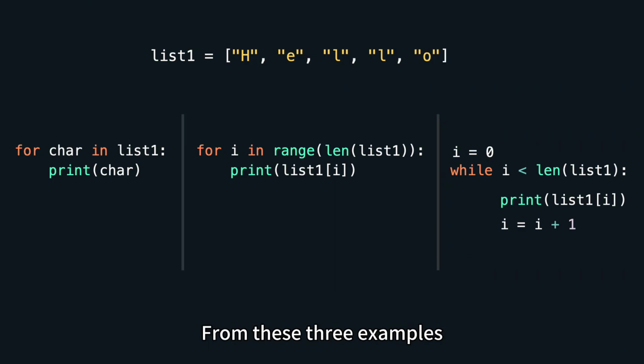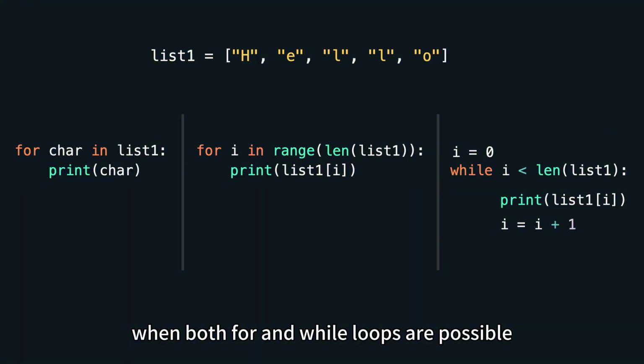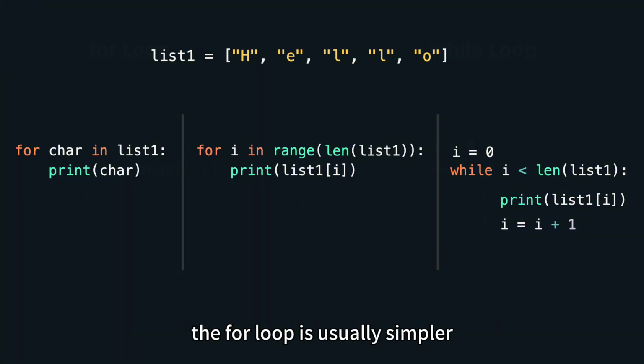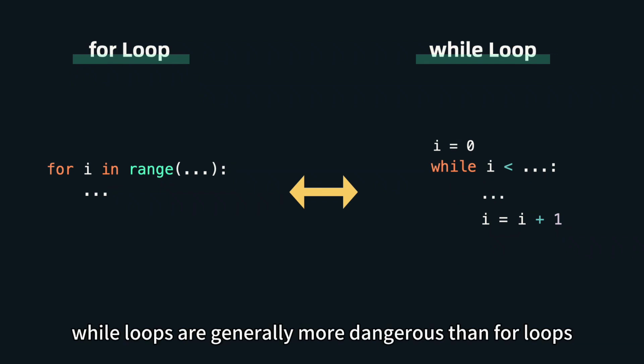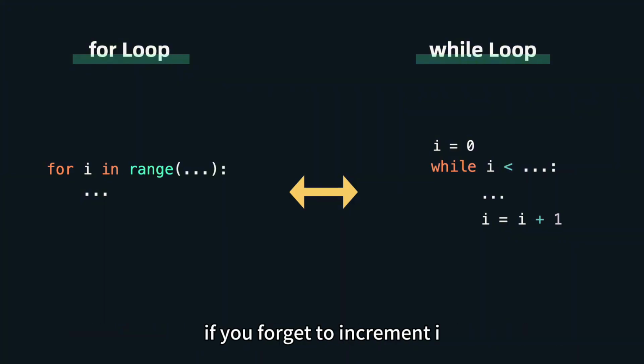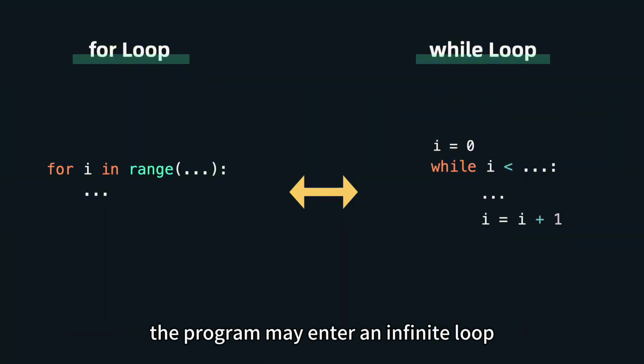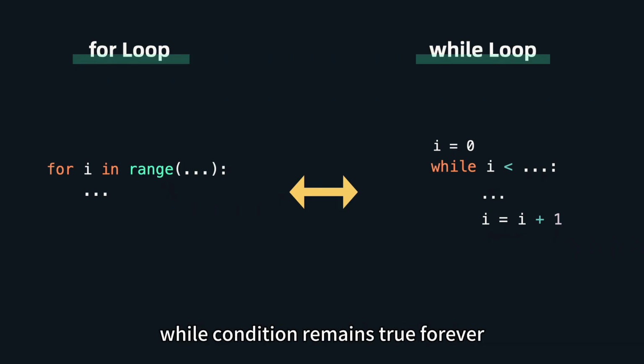From these three examples, when both for and while loops are possible, the for loop is usually simpler, more intuitive, and requires fewer lines of code. Also, while loops are generally more dangerous than for loops. For example, if you forget to increment i, the program may enter an infinite loop because i stays at 0 and the while condition remains true forever.